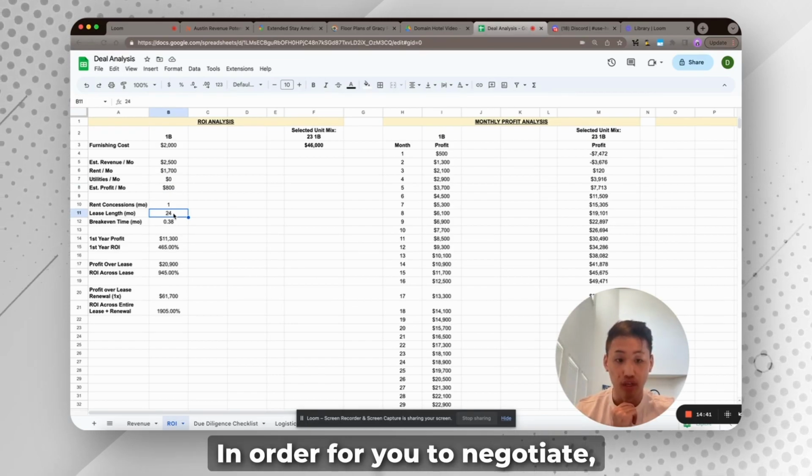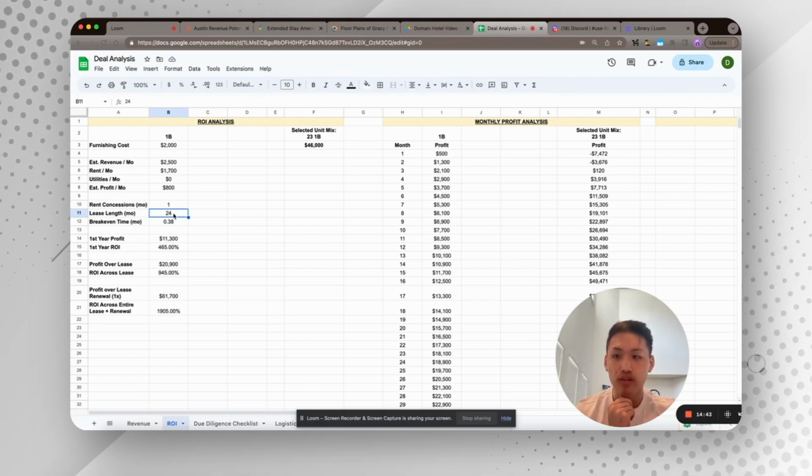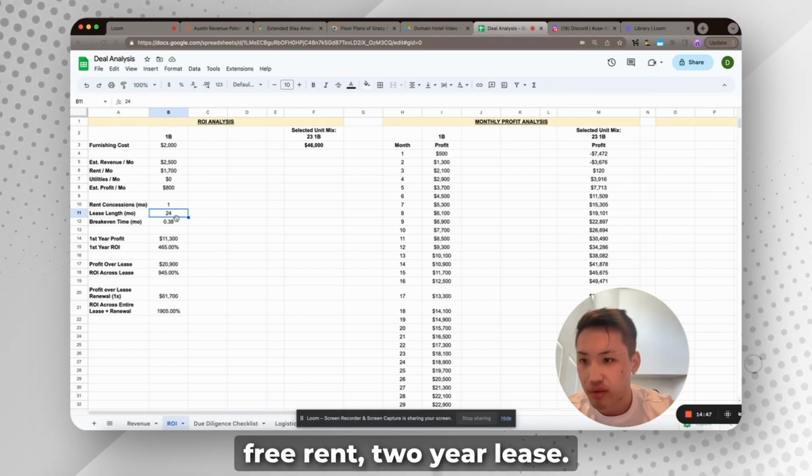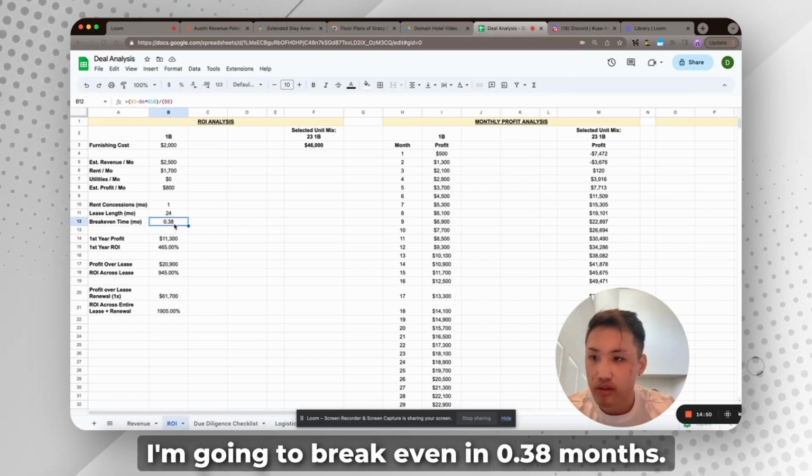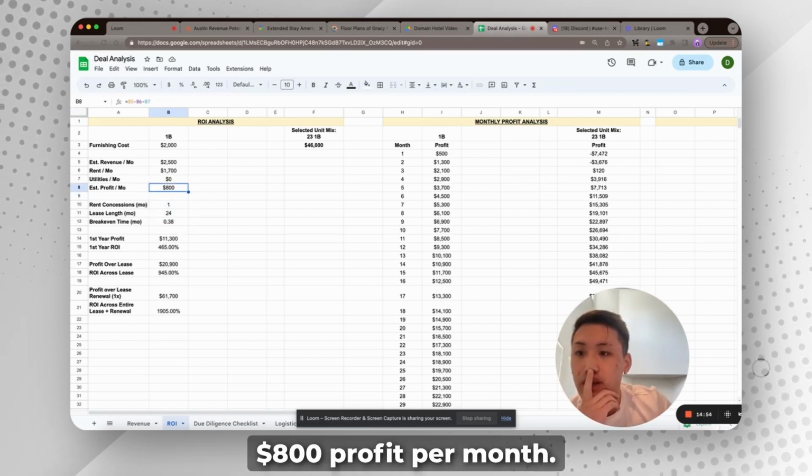In order for you to negotiate, you got to see what you need. You got to see what you want. But let's say I assume I get a month of free rent, 2-year lease. I'm going to break even in 0.38 months. It's going to be about $800 profit per month.